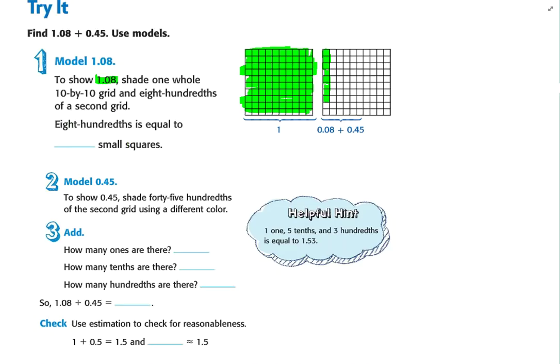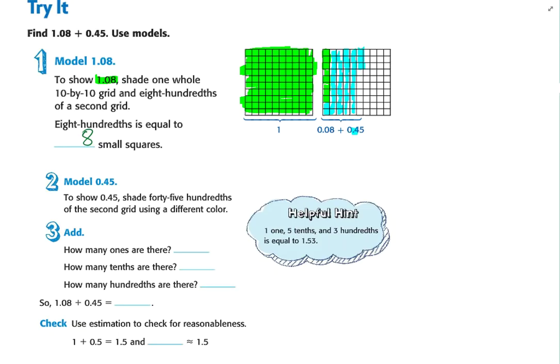So 8 hundredths is equal to 8 small squares. Now I need to model and show what 45 hundredths looks like, and that's going to be 45 individual squares. Well, I'm going to first start off by shading in 10, and then 20, 30, 40. So that's 40 right now. So that's my 4 tenths. But now I need 5 hundredths. So I'm going to go back and fill in these last two. So that's 42. And I'm going to go for 3 more. So now I have 45 hundredths altogether.